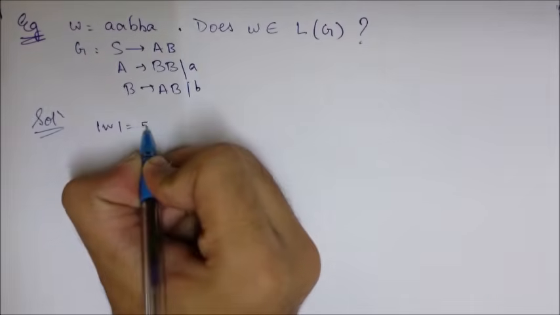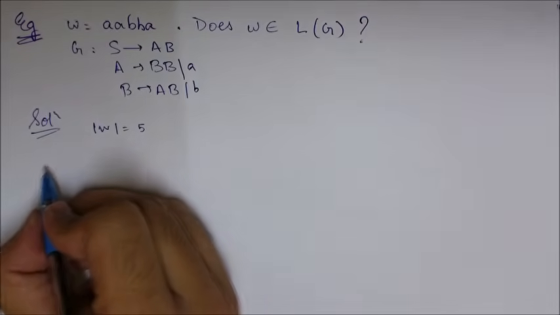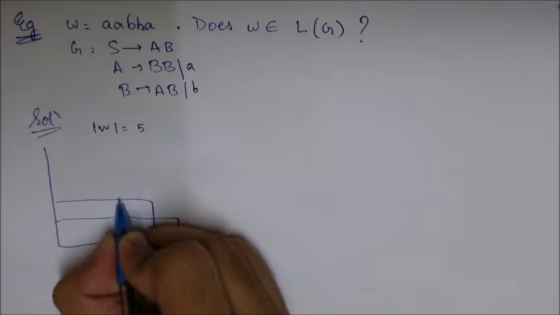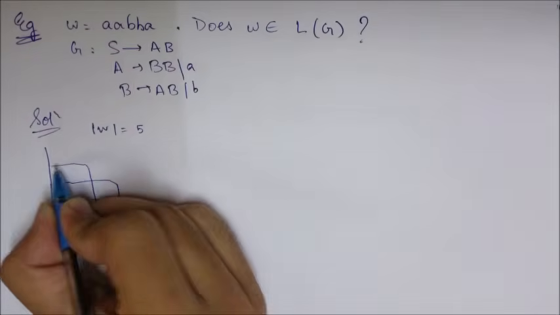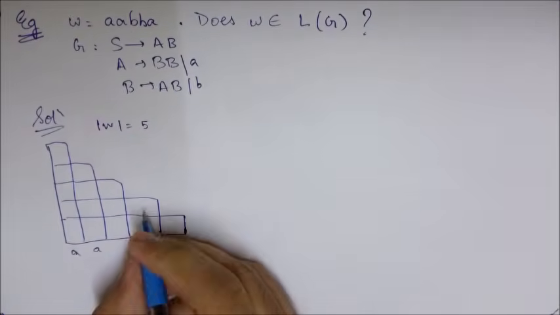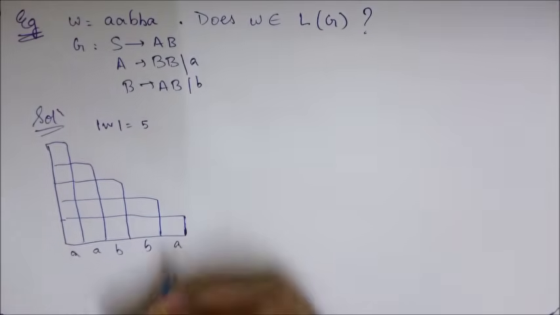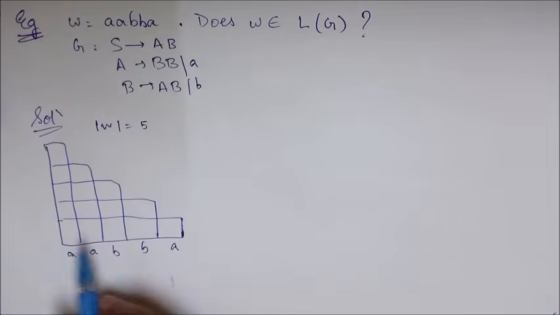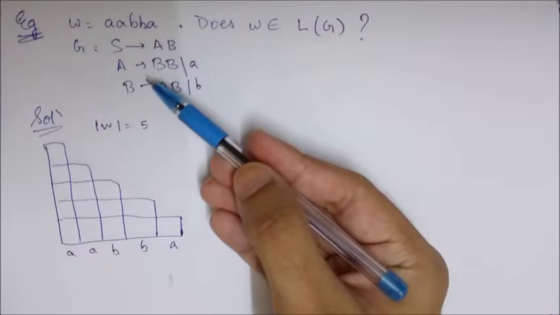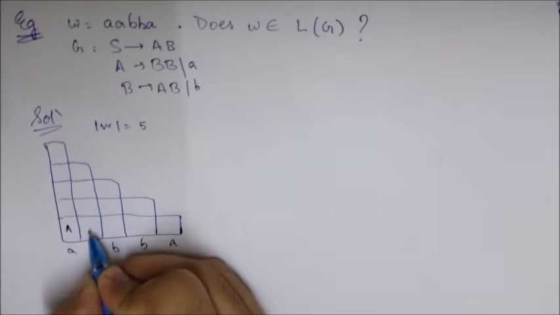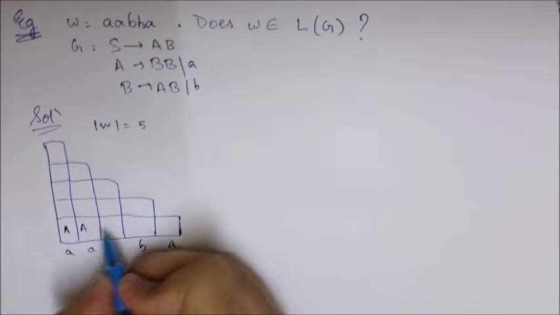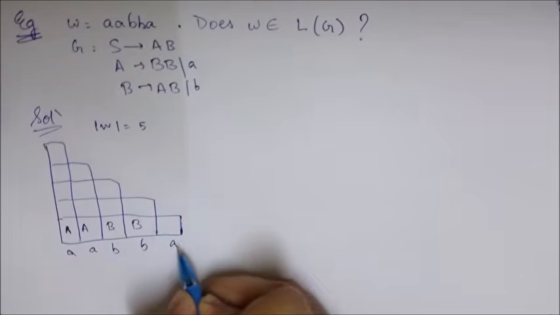Now here we have the length of W as 5. So we'll make a triangular table with 5 rows and 5 columns. First of all, we write down the word below the table, a a b b a. Next, we fill the bottommost row of the table. Now we check the productions. We get small a from capital A, so we write that down over here. Again capital A. Now small b we get from capital B, so we write B, B, and this is capital A.